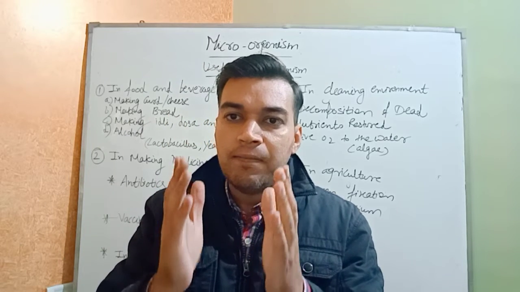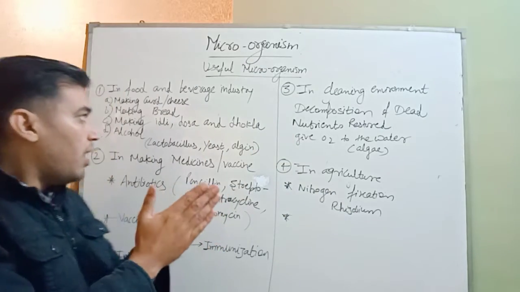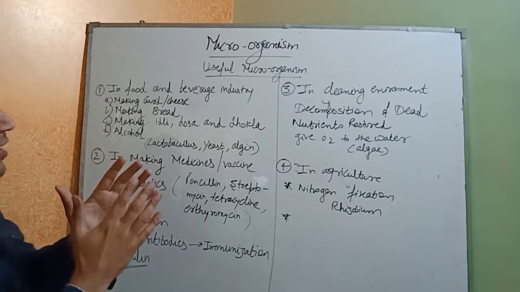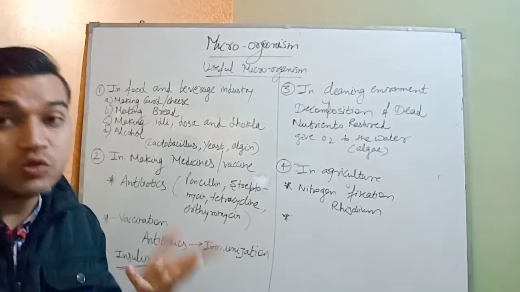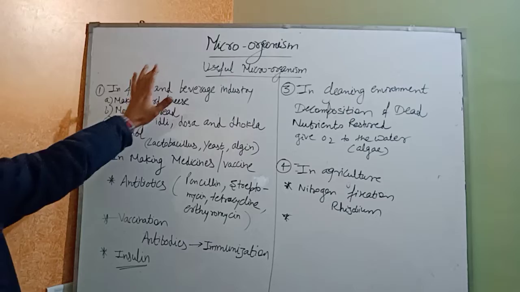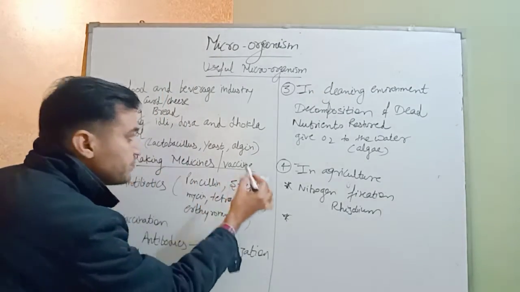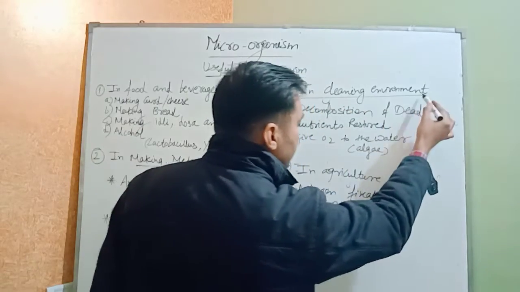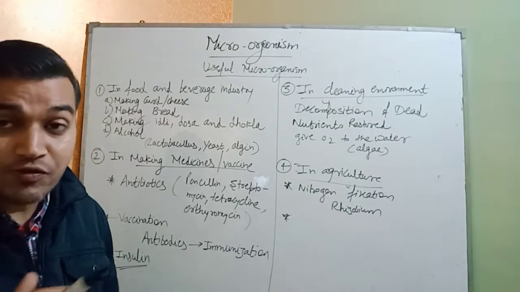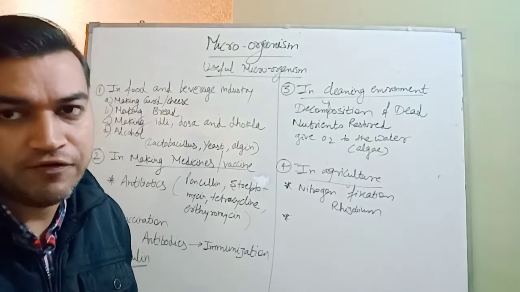How can microorganisms give benefit to us? I already have written 4 main fields where microorganisms give benefits to us. Number 1, in food and beverage industries, making medicines and vaccines, in cleaning the environment, and in agriculture also microorganisms give benefit to us. That's why we call them useful microorganisms. Not all, but some microorganisms give benefit to us.